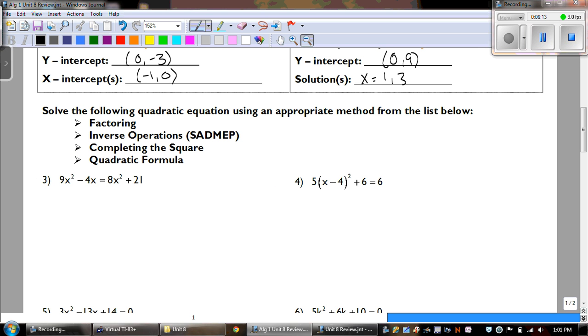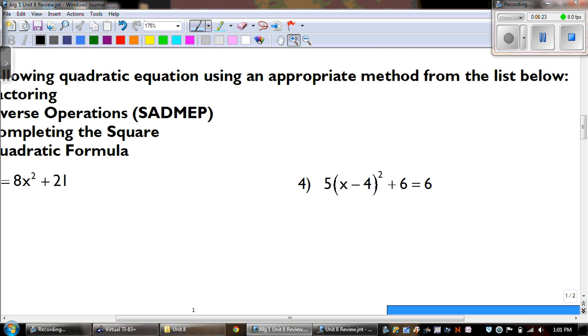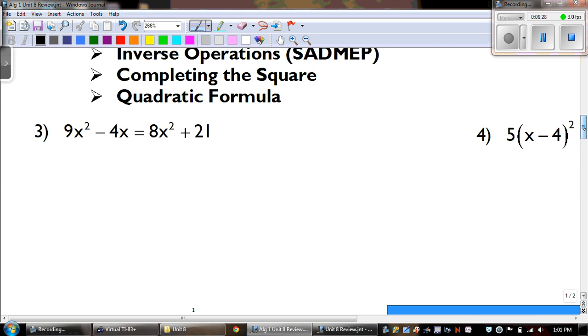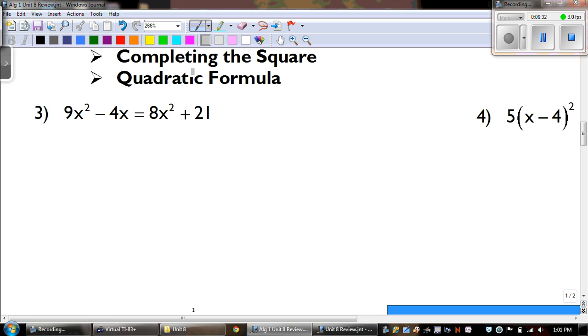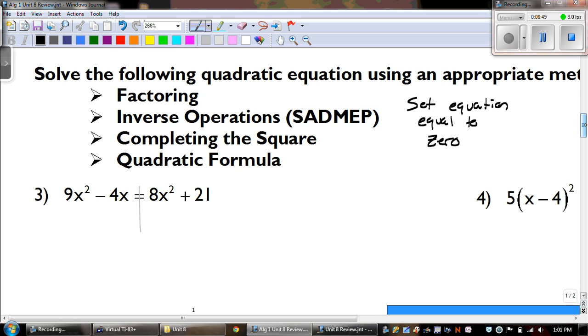Now, it says to solve the following quadratic equations using an appropriate method from the list. So we can go by factoring, inverse operations, completing the square, or the quadratic formula. And as a reminder, the quadratic formula, you can use that on any one. But the first thing we always do, always, is we set the equation equal to 0, okay? We have to figure that out.